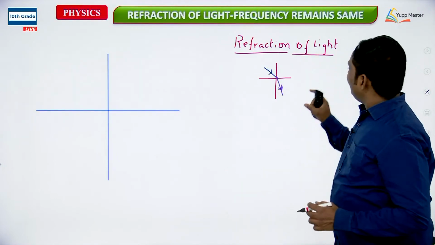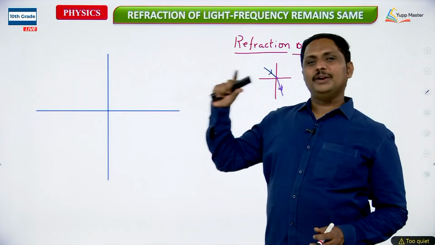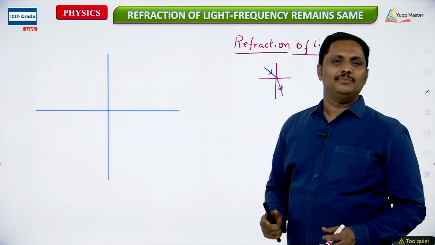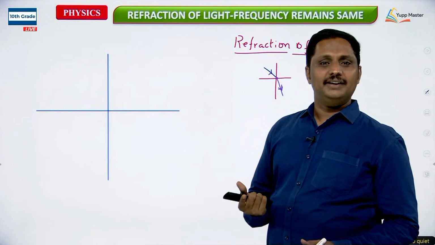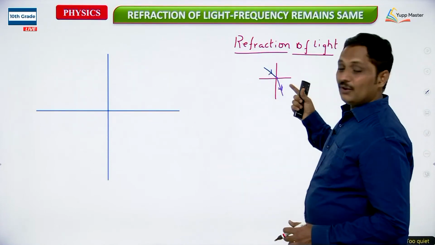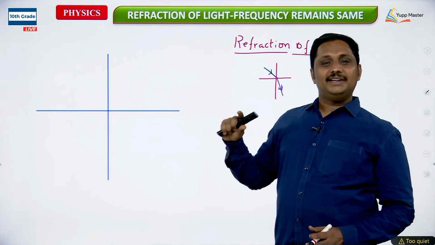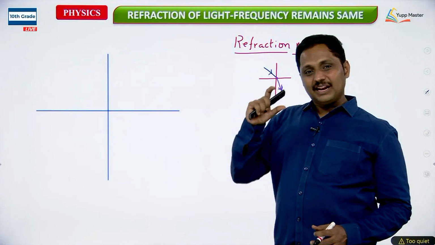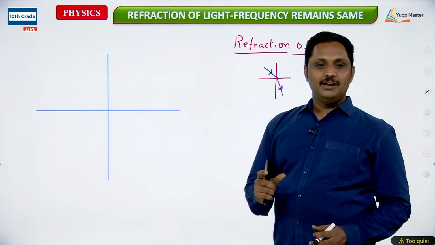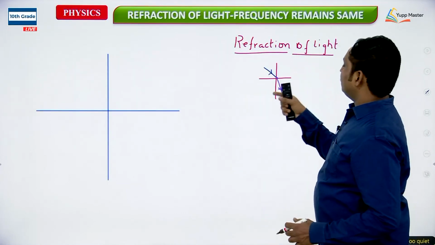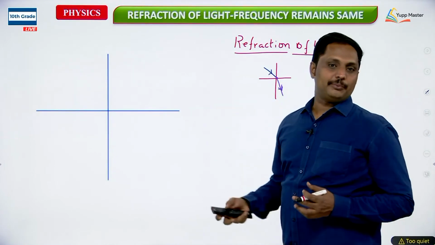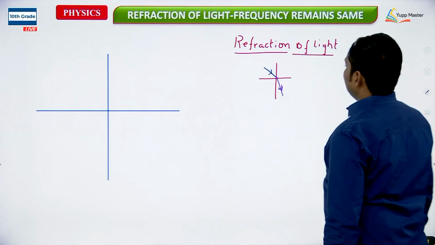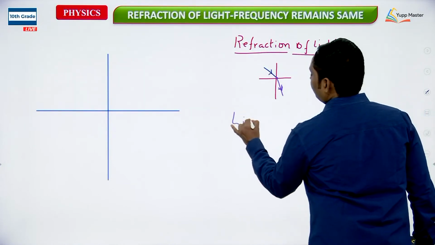Now whenever light enters from one medium to another medium, which have different density and different refractive indices, the light is going to change direction. With respect to the normal, sometimes it is going towards the normal, sometimes it is moving away from the normal, very clear. But do you know, light is a form of wave.